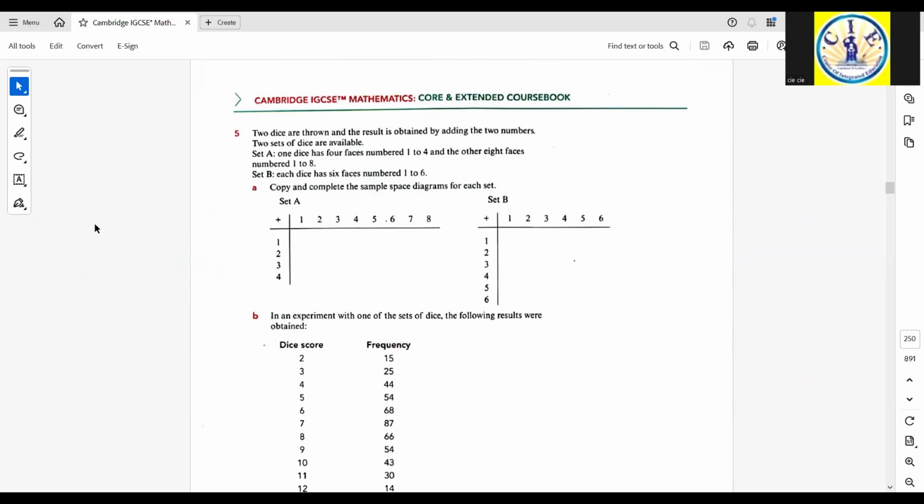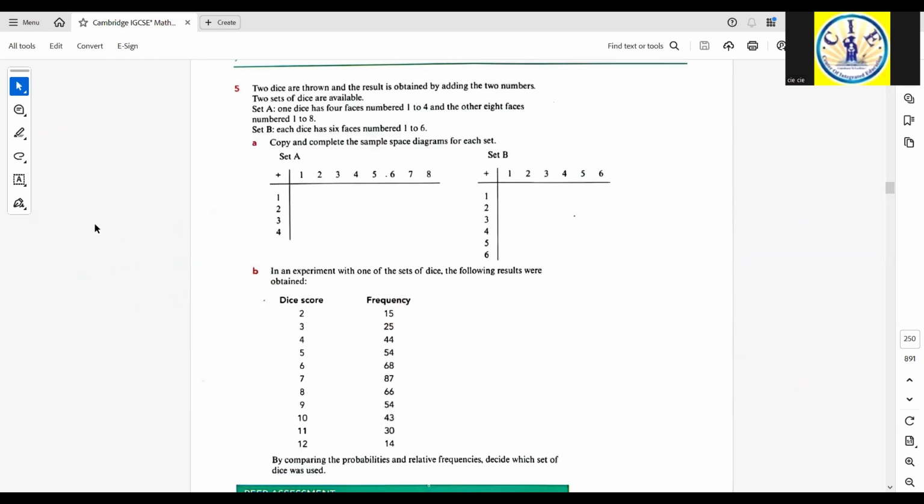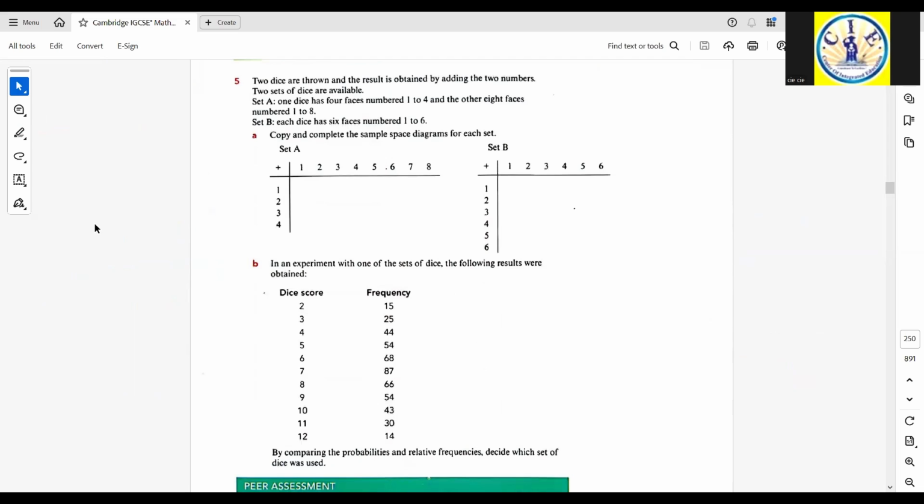Okay, this is now question number 5. Two dice are thrown and the result is obtained by adding the two numbers. Two sets of the dice are available. Set A, one dice has 4 faces numbered 1 to 4 and the other 8 faces numbered 1 to 8. Set B, each dice has 6 faces numbered 1 to 6. Copy and complete the sample space diagrams for each set.